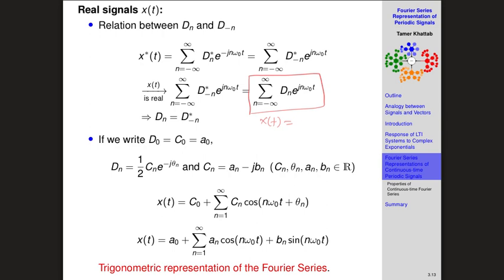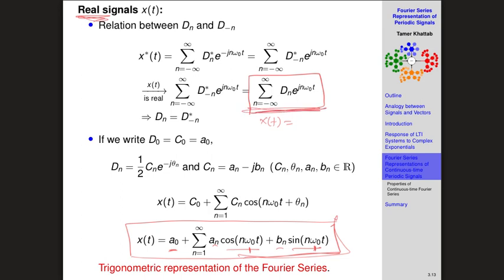And if you do the derivations, you don't need to, you will find that x of t can be written in this form as a summation of cosines and sines at every frequency component with two different real amplitudes, as well as the DC component. This is called the trigonometric representation. You can only do this in the case x of t is real. If x of t is not real, then you cannot represent it in this form, and your only option is to represent it this way, okay?